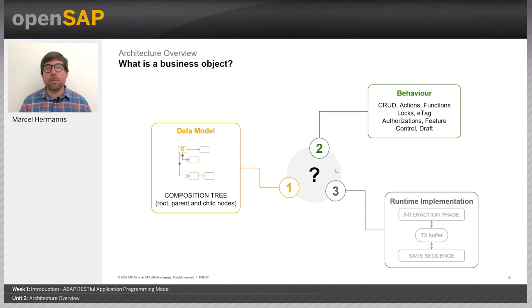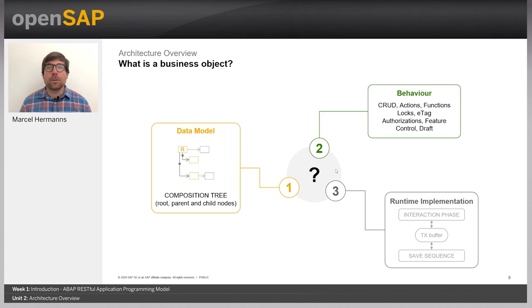And now the third part of the business object is defined by the runtime or the implementation. Independent, whether we are using or reusing existing application code or starting from the scratch, a business object has also 3 important parts. The first part is the interaction phase. When the end user presses the edit button in an application until he or she presses the save button, all the data which was entered in the meantime is written to a transactional buffer. The transactional buffer is then in the save sequence written to the database.